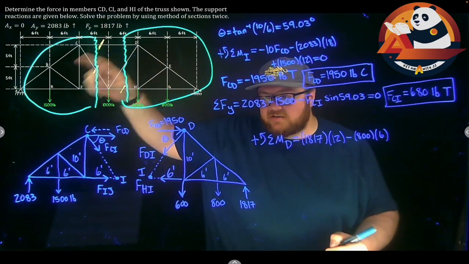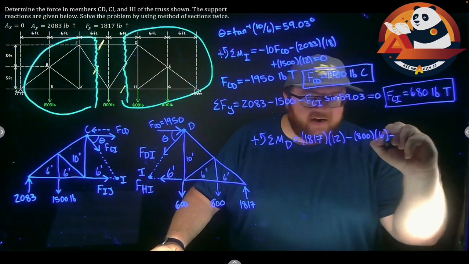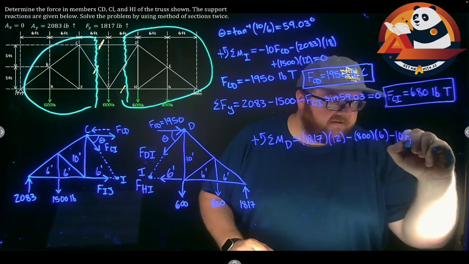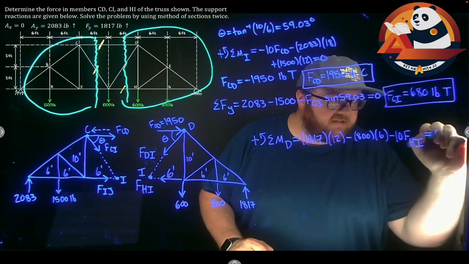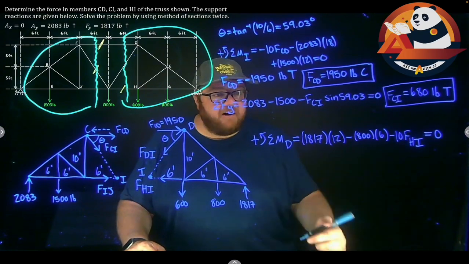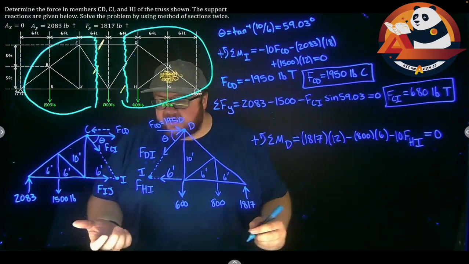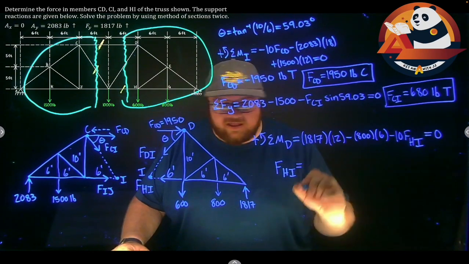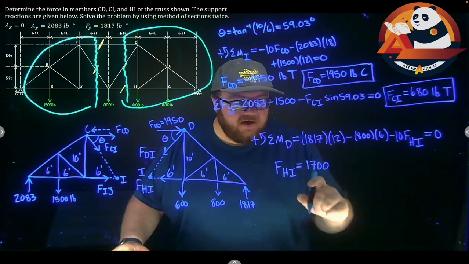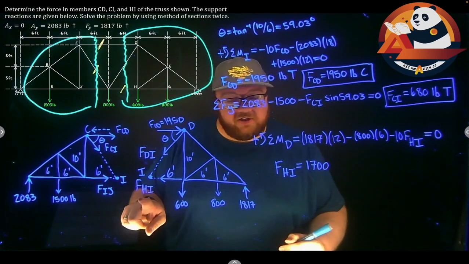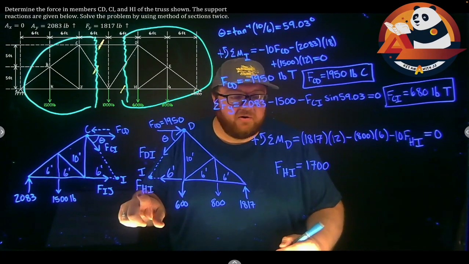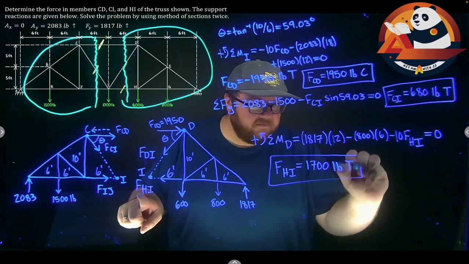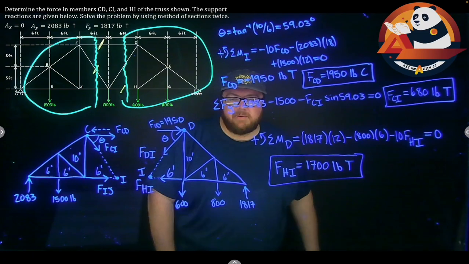It would cause a clockwise rotation, so subtract it off. Minus, my distance for the moment is 10. So minus 10 FHI gets us to 0. I can solve that for FHI. It's the only unknown in here. FHI should work out to be a positive 1,700. I get a positive out from this, which means when I assume tension at the beginning, which is what we always want to come in and do, we are in tension. So 1,700 pounds in tension, which would be our final answer for our problem.